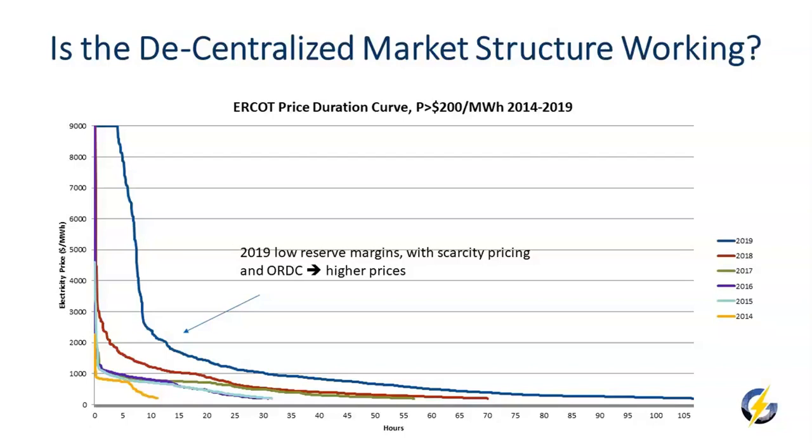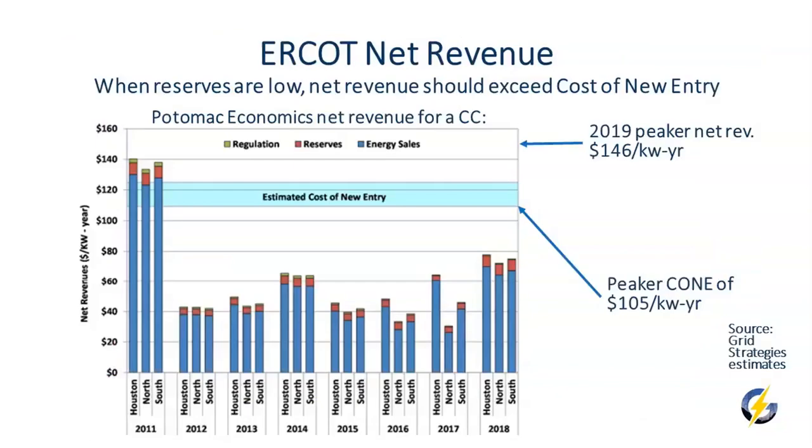5 years were lower, but as most folks know, the reserve margins were fairly low in Texas last year and remain somewhat low. And with a hot summer, that's driving up prices. So what you want to see from an economic standpoint is when you do have a little bit of a supply shortage situation, the prices rise and that attracts new entry to the system. So we do see the prices rising.